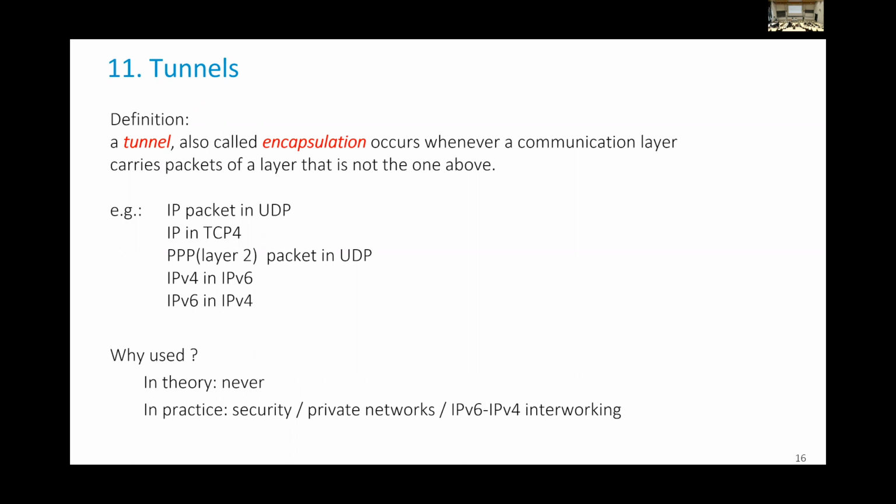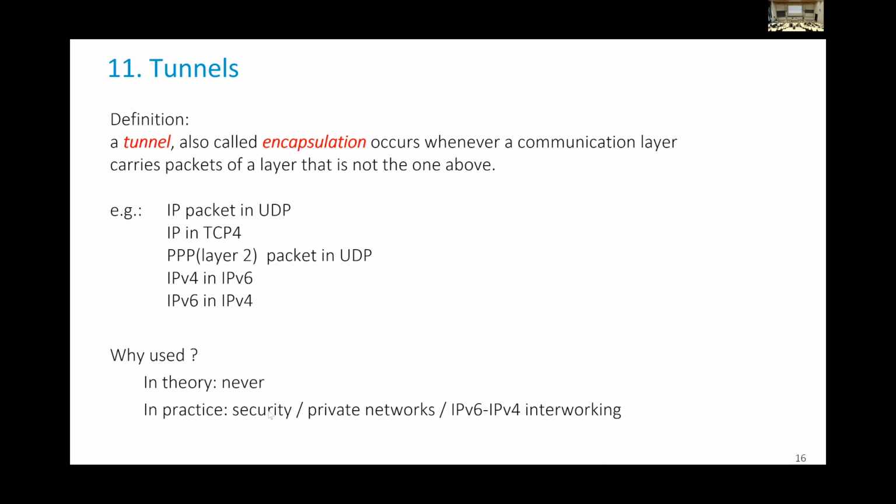And it occurs whenever we put inside a layer packets that are not expected to be there if we follow the hierarchy of layers. For example, if we put an IP packet in UDP, we do things the other way around, right? The UDP packet should be in IP, but not the other way around. Or a MAC layer packet in UDP, or an IP in IP, etc. In theory, of course, in the clean theory, it should never be used because the layer theory says the transport is above the network is above the link layer, etc.